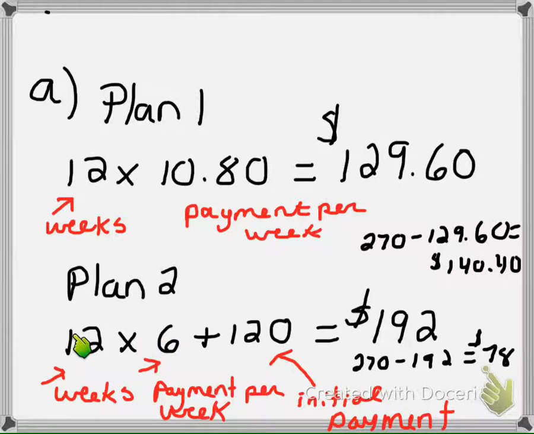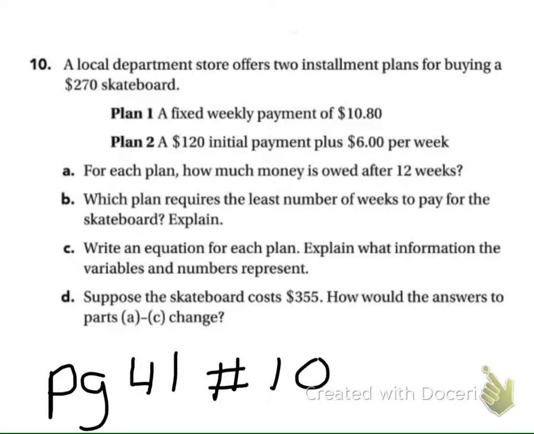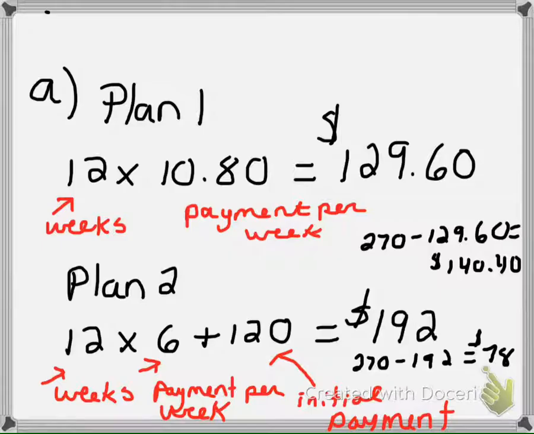For the same question, question A, if you took 12 weeks and paid $6 per week plus your initial payment of $120, you do 12 times 6 and then add 120 to that answer, and that gives you $192. So on plan 2, after 12 weeks, you paid off $192. And if you do 270 minus $192, you'd have $78 left. So after 12 weeks, you owe less money on plan B, the second plan, than you do on the first plan, because you made that big initial payment of $120. $140.40 left, $78 left.